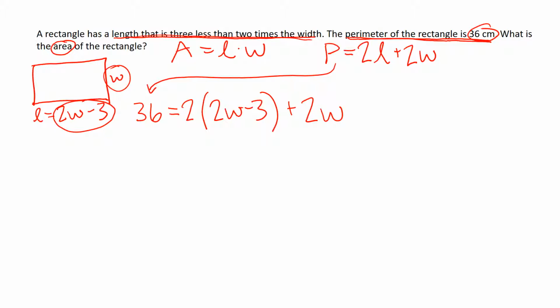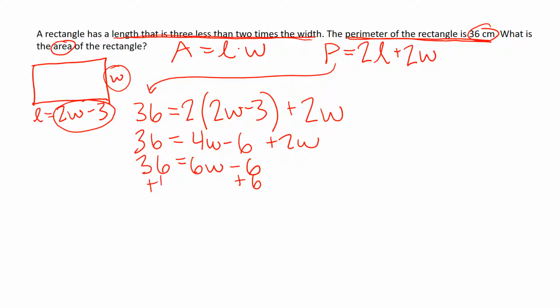Okay, let's simplify this. 36 equals 4W minus 6 plus 2W. And we'll keep on simplifying. Notice how I'm rewriting the whole equation each time. That helps us not lose track of any piece of our equation. So we'll add 6 to both sides, and we get 42 equals 6W, divide by 6, and we get 7 equals W. Okay, so we have our width.